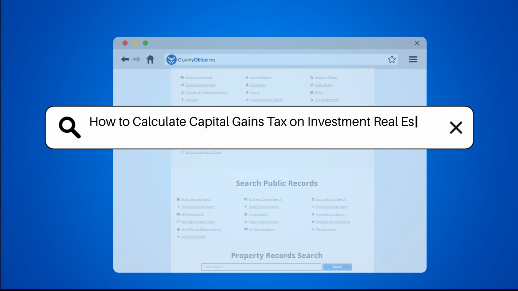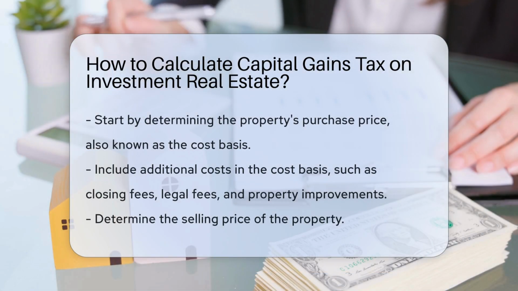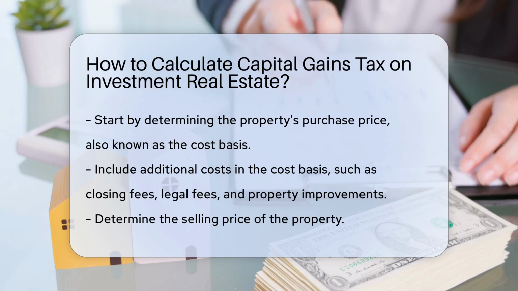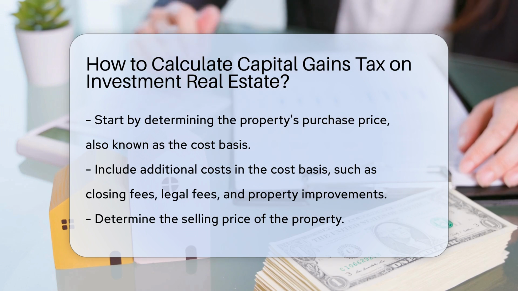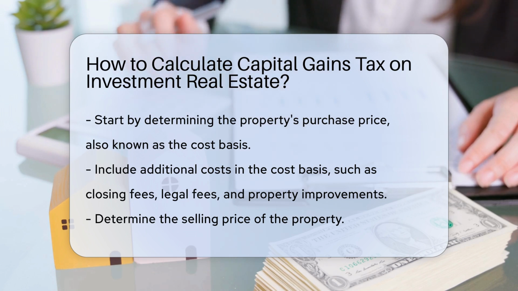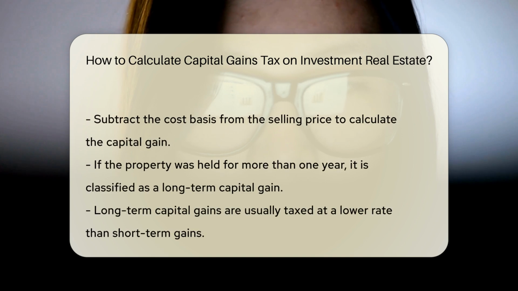How to calculate capital gains tax on investment real estate. To calculate capital gains tax on investment real estate, start by determining the property's purchase price. This is also known as the cost basis. The cost basis includes the purchase price plus any additional costs. These costs can include closing fees, legal fees, and improvements made to the property. Next, determine the selling price of the property. Subtract the cost basis from the selling price to find the capital gain.